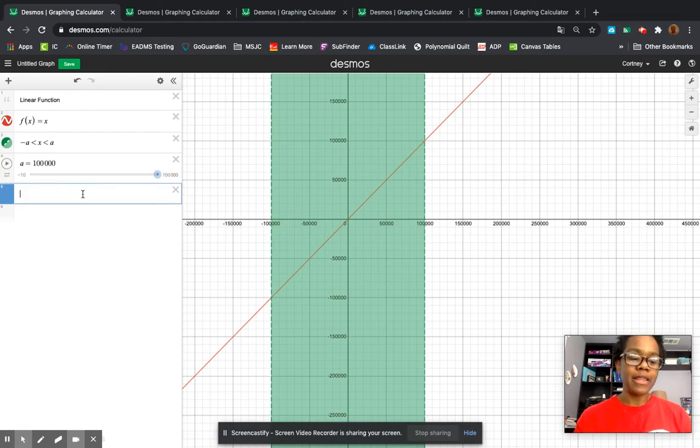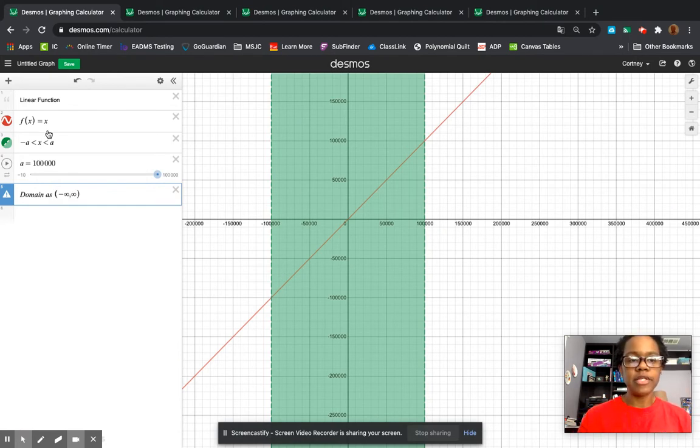So that's why we write the domain as interval notation in parentheses, -infinity to infinity, right, because there's no bound.